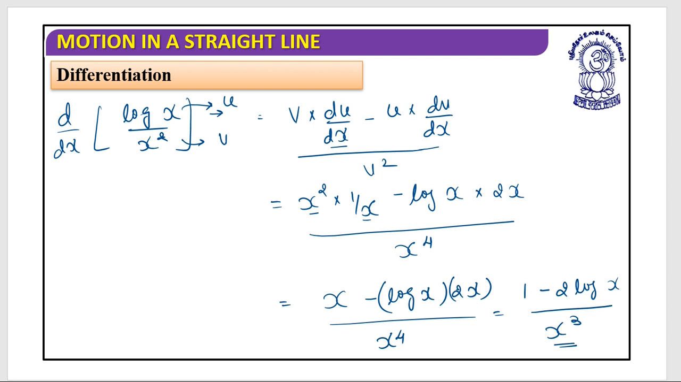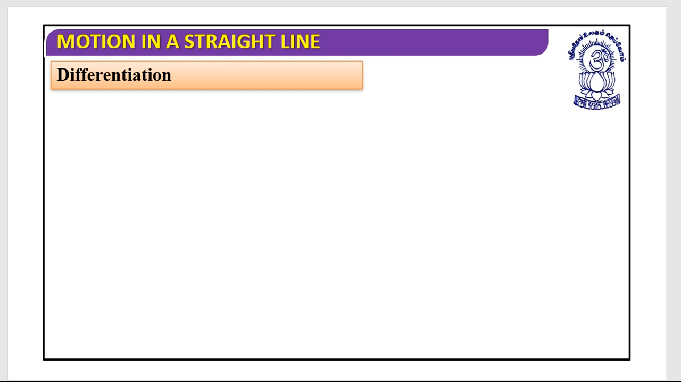Yes, are you sure? Can you do this? Let's have one more question. D by dx of sin x divided by cos x. I know that you also know that sin x by cos x is tan x and d by dx of tan x is sec square x, but we need to practice this with the help of the division rule. So let's do it.